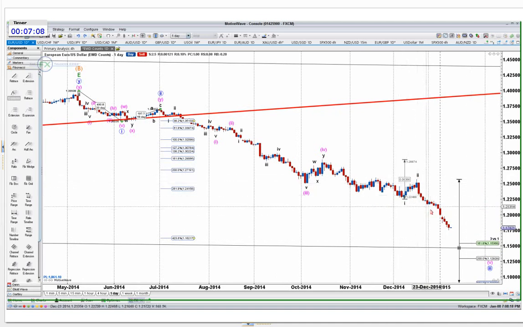If we measure this wave 1 against the current wave 3 that we're in, the black wave 3, we get a second target of 161.8%, which takes us to 115.36. So we're looking for a move in this black wave 3, the next move, somewhere between 115.36 and 116.21. I know it's hard to fathom.